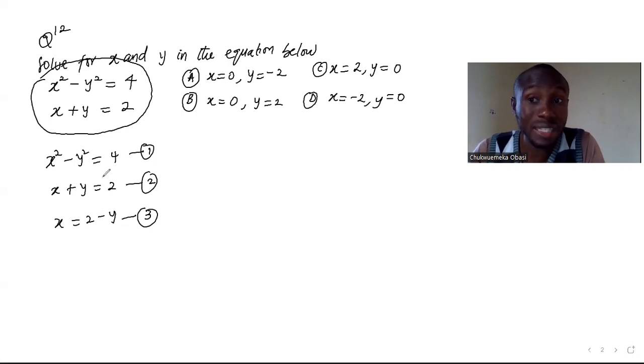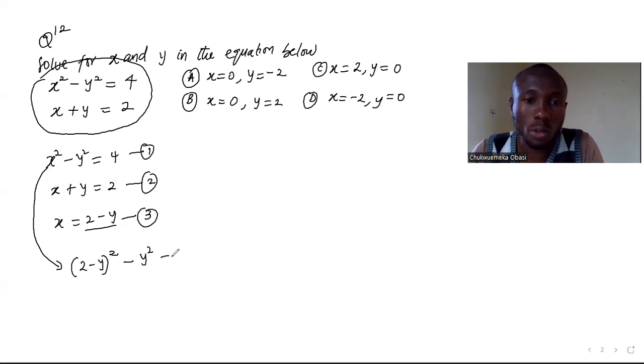Equation 1 has not been doing anything since. So we plug equation 3 into equation 1. Wherever you see x, you put it as 2 minus y. So this whole guy becomes 2 minus y, but you know it has a square right here. So you put in the squared, then minus y squared equal to 4, right? Now you can easily simplify these. Some of you want to do difference of two squares, but you can easily simplify these.